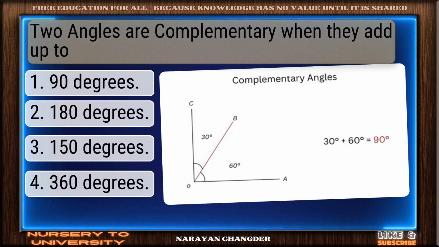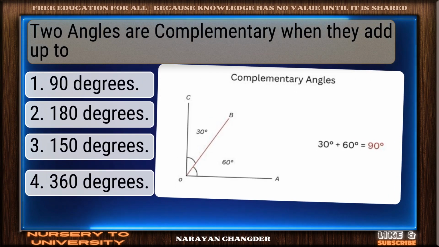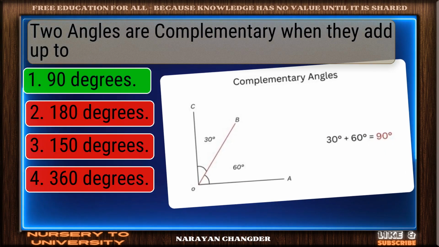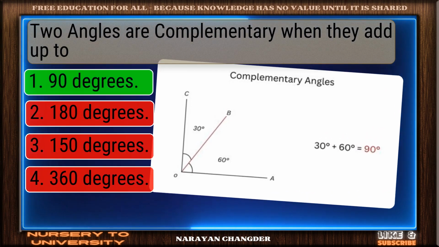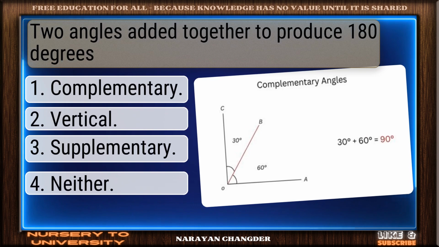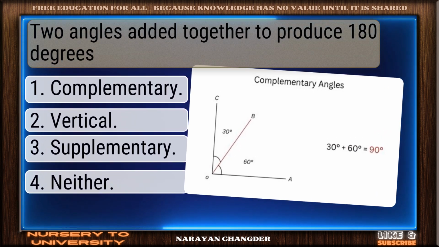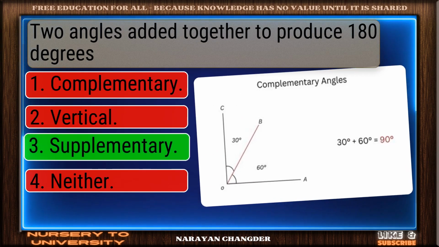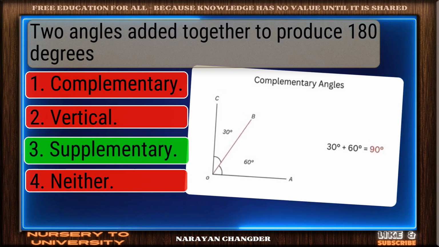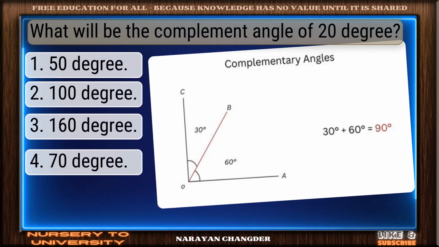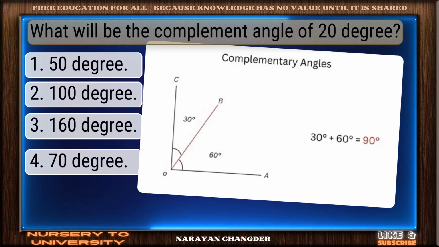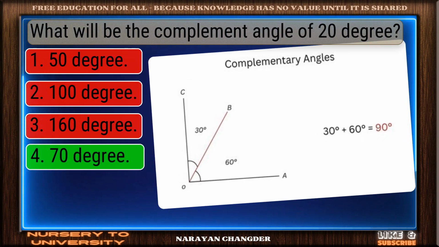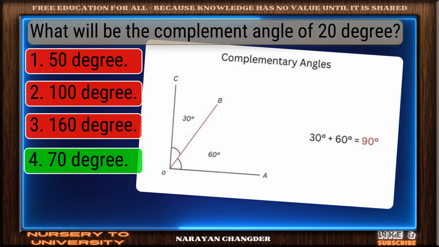Question number 190. Two angles are complementary when they add up to. Well reasoned. 90 degrees is the correct choice. Question number 191. Two angles added together to produce 180 degrees. You chose supplementary, and it is correct. Question number 192. What will be the complement angle of 20 degrees? Excellent. 70 degree is a brilliant choice.